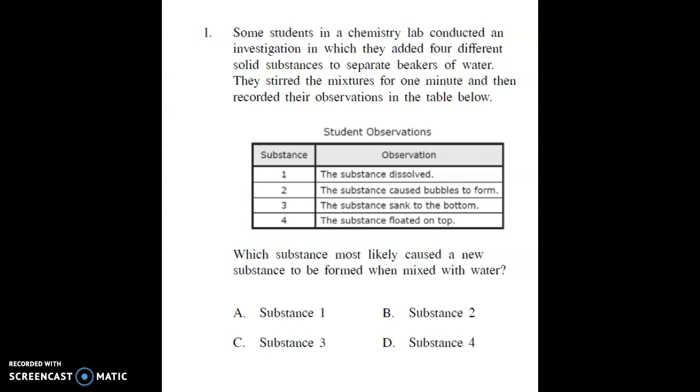Which substance most likely caused a new substance to be formed when mixed with water? A. Substance 1, B. Substance 2, C. Substance 3, or D. Substance 4.